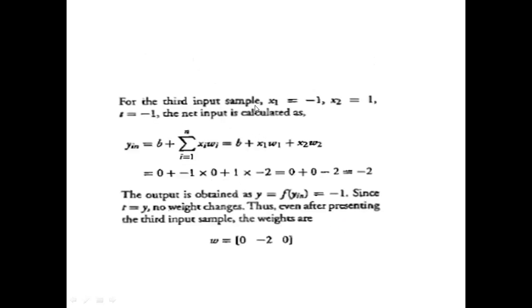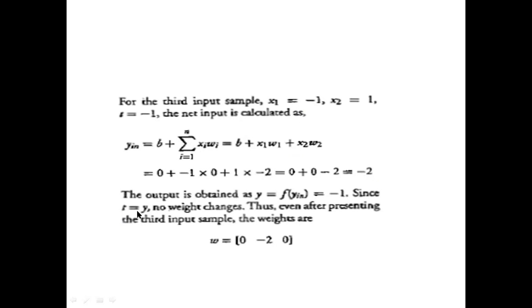So for the third input sample, we know x1 is equal to -1, x2 is equal to 1, and t is equal to -1. So what will be the net output? We just input the values of x1 and x2 in the function yn, and in the same way as before, that is 0 plus -1 into 0 plus 1 into -2, is equal to 0 plus 0 minus 2, that is -2. The output obtained is y equals -1. Why? If the value of yn is less than 0, then the value of y will be -1.